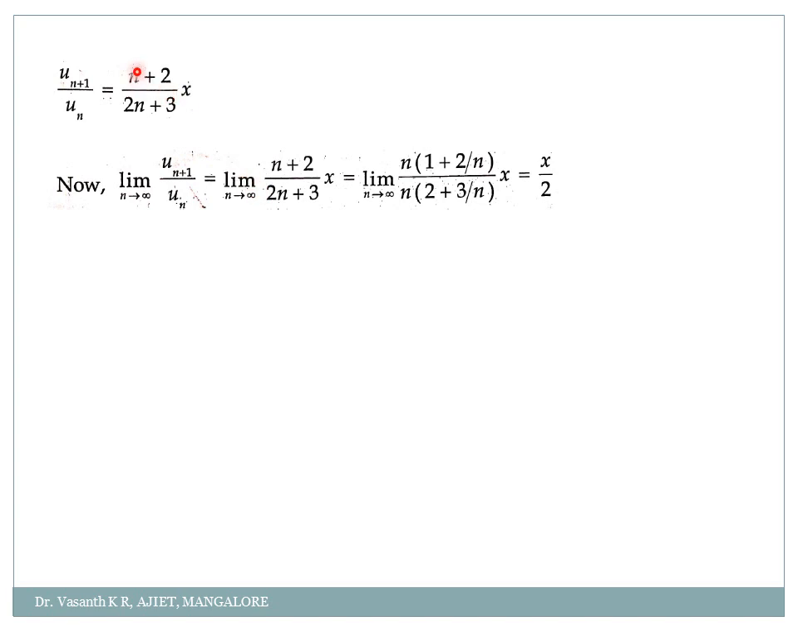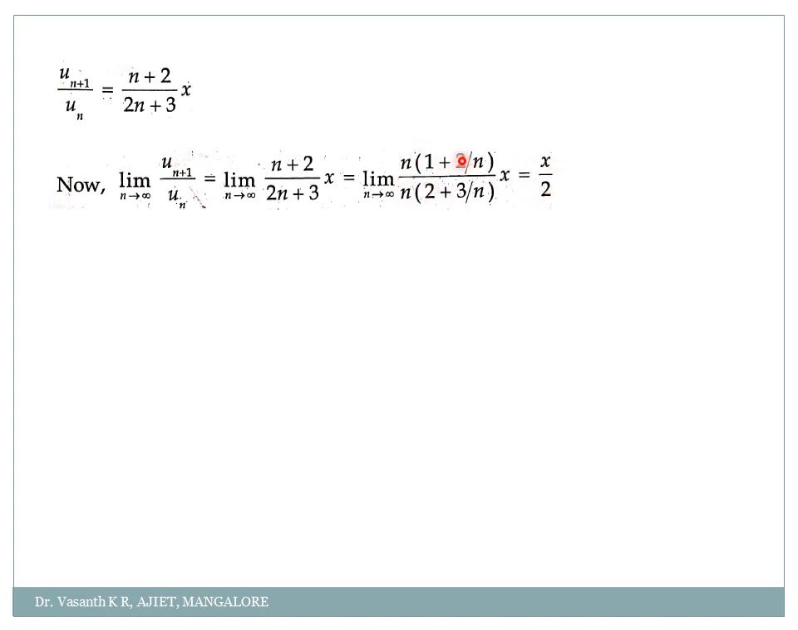As I said, this n should come to the denominator. So I should get 2 by n here. So take n outside here first in the numerator. So I'll get 1 plus 2 by n. And similarly take n outside in the denominator here. So I'll get 2 plus 3 by n into x. Cancel n and n here. So I'll get x by 2.